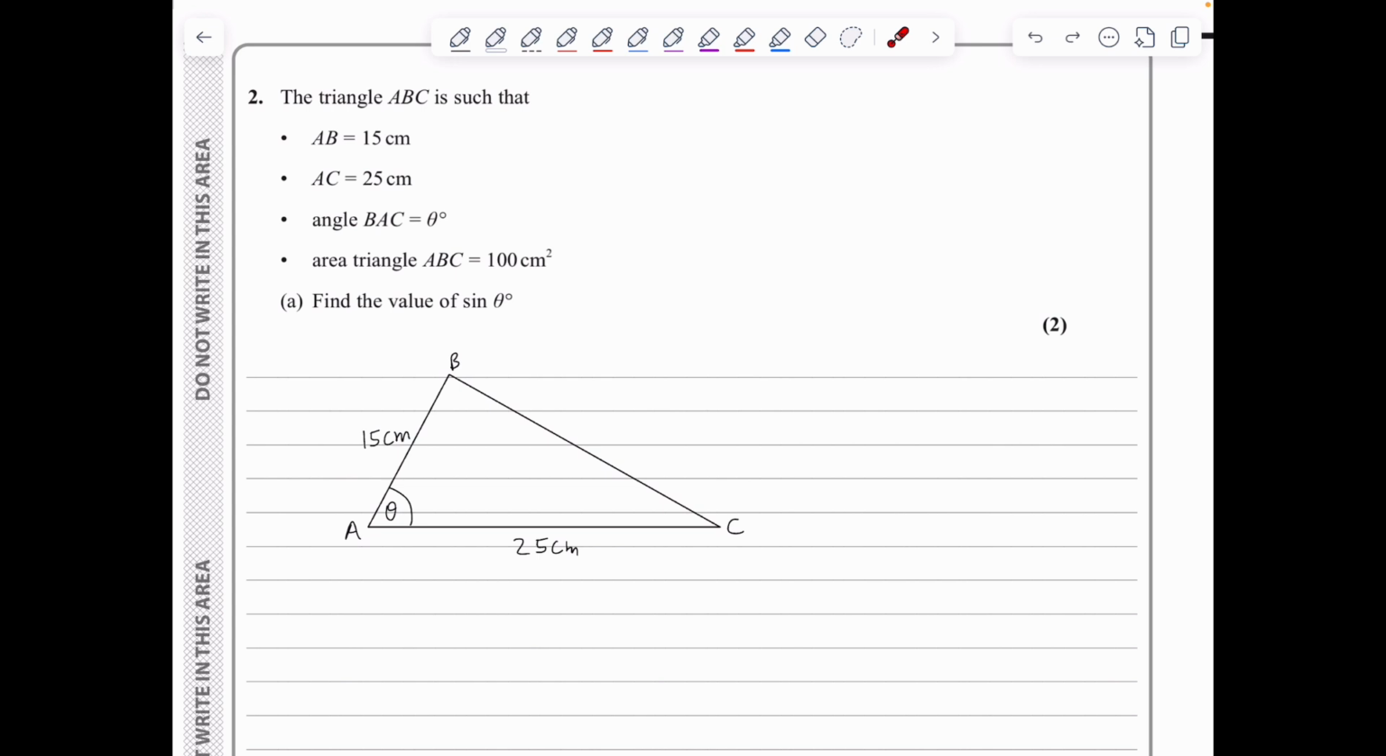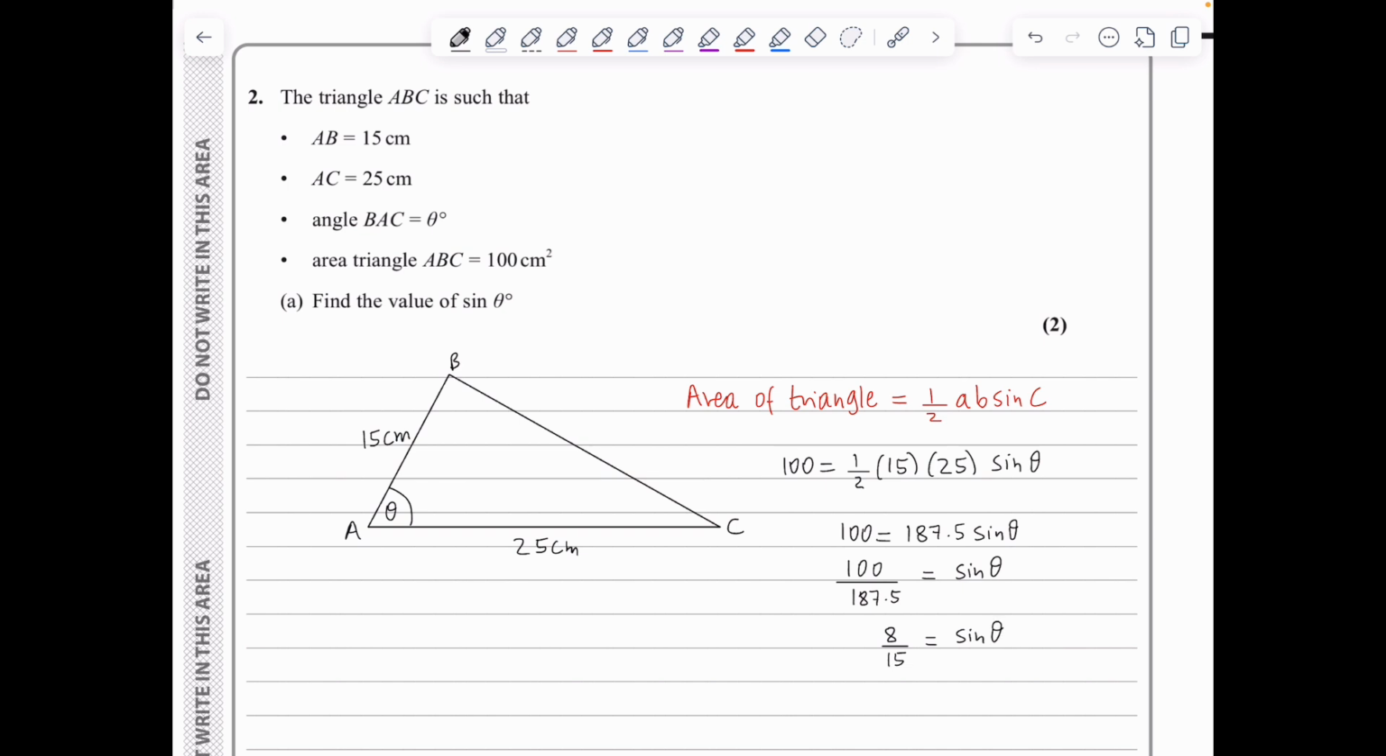Well, we know that the area of a triangle is given by a half ab sine C. So in our case, the area is known to be 100, which is equal to a half times the 15 times the 25 times sine theta. So this leads to 100 being equal to 187.5 sine theta. So if I divide both sides by 187.5, we get 100 over 187.5 being equal to sine theta. And the left-hand side simplifies to 8 over 15 for sine theta. Notice that we do not need to find theta. We need to stop when we find sine theta.